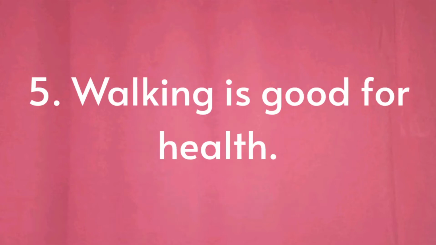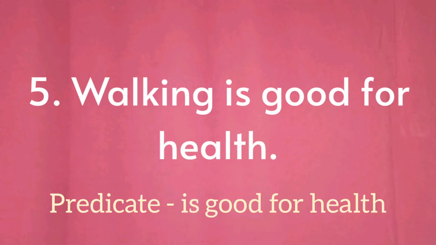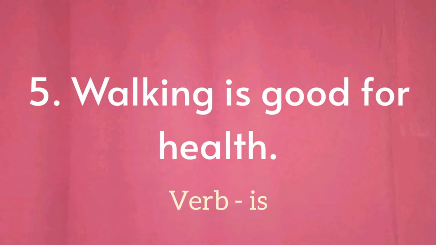Walking is good for health. Walking is name of an activity. It is a noun. The rest of the sentence tells about walking, so it is the subject of the sentence. Is good for health is the predicate. Is being verb.